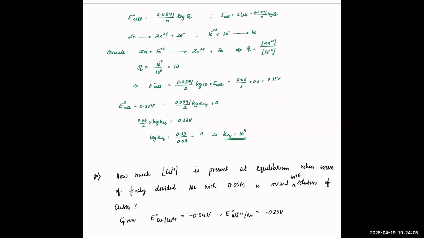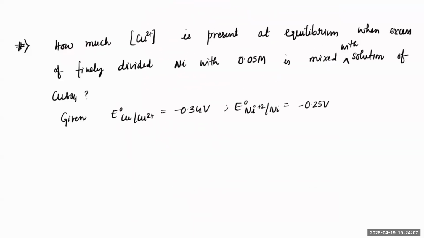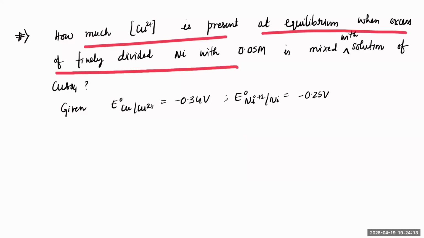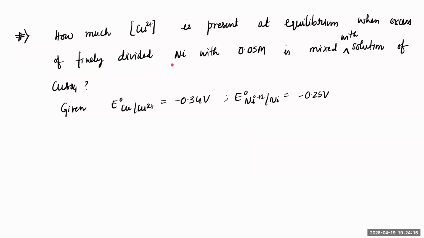Right. See this next question now. How much amount of copper 2+ is present at equilibrium when excess finely divided nickel metal is added with 0.05 molar, and 0.05 molar is mixed with the solution of copper sulfate? Okay. So we need to find out.